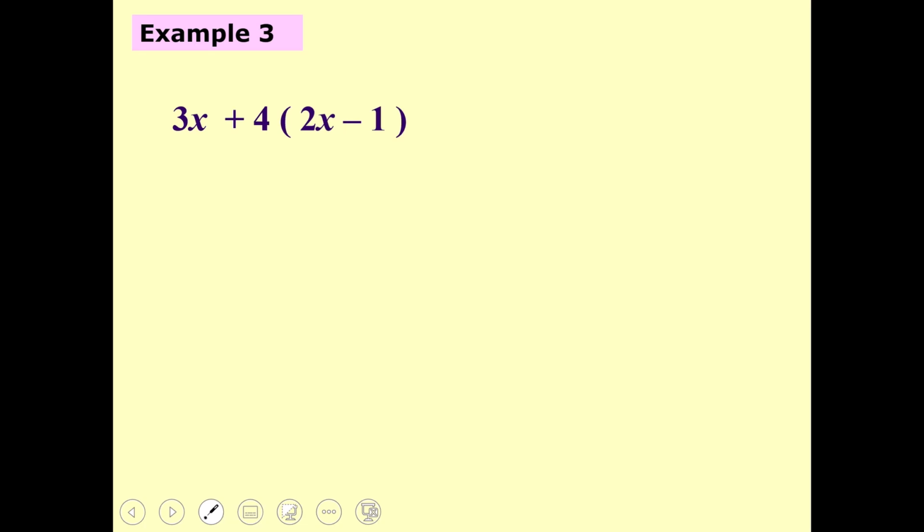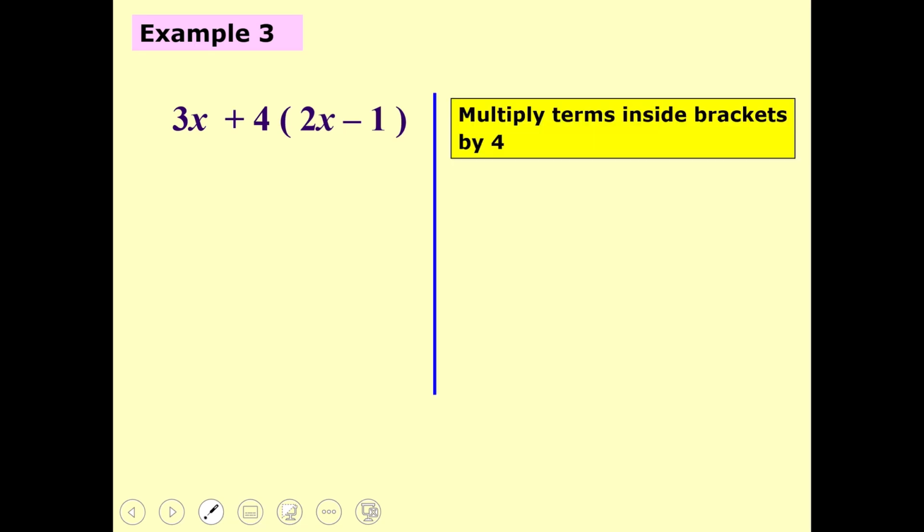Okay, third example. We've got 3x + 4(2x - 1). So first thing we're going to do is expand this bracket here. Notice that the bracket term is at the end of the expression, but that's absolutely fine. First thing we're going to do is write down our 3x at the start. We've not done anything with that, so we're just going to write it down. And then we're going to multiply 4 and 2x together to give us plus 8x. And then 4 times negative 1 to give us negative 4.